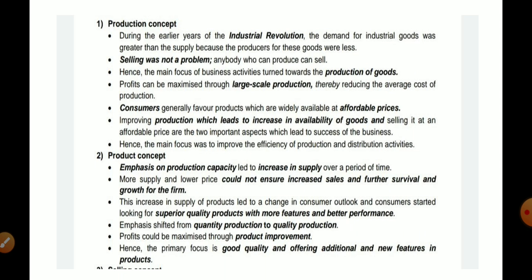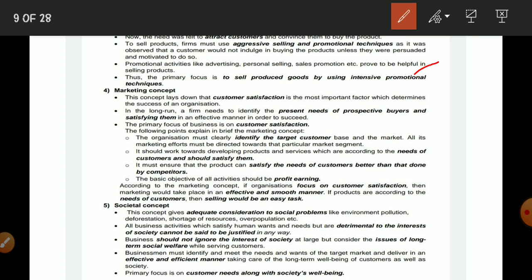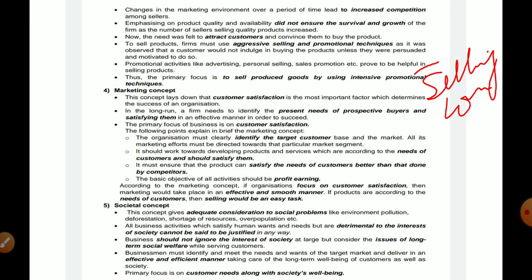This is the production concept, the product concept, and this is the selling concept. Here I mention the selling concept. The selling concept is just based on selling the goods. With increased competition among sellers, the marketing environment is changing day by day. Emphasis on product quality and availability does not ensure the survival and growth of the firm, so they focus on selling the goods.